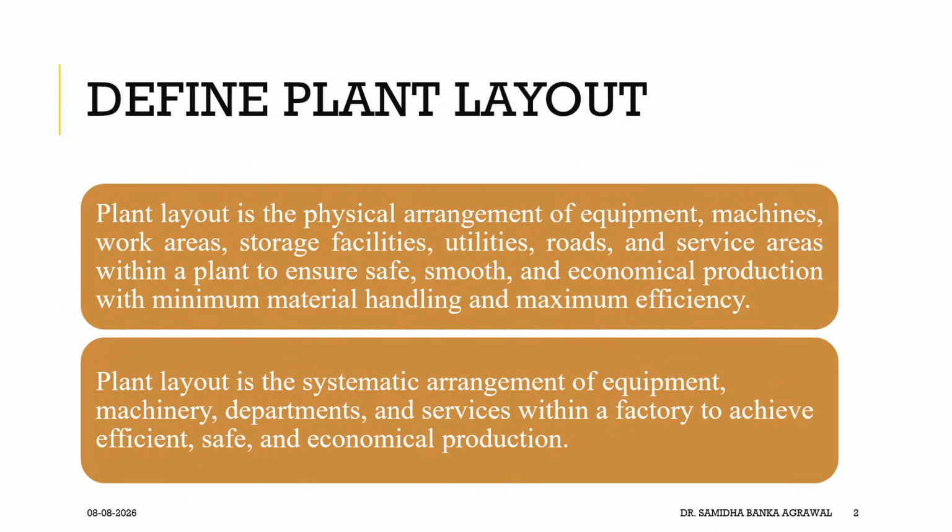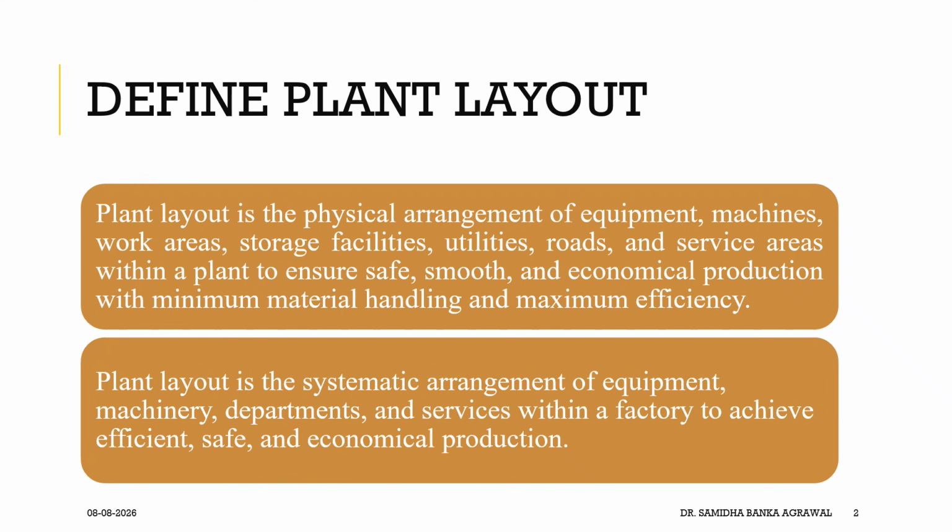Let us first understand what is meant by plant layout. So, a plant layout is a physical arrangement of equipments, machines, work areas, storage facilities, utilities, roads, and service areas within a plant to ensure safe, smooth, and economical production with minimum material handling and maximum efficiency. That means a plant layout is basically a systematic arrangement of all the equipments, machineries, various departments, and services within a factory. The purpose of plant layout is to achieve efficient, safe, and economical production.